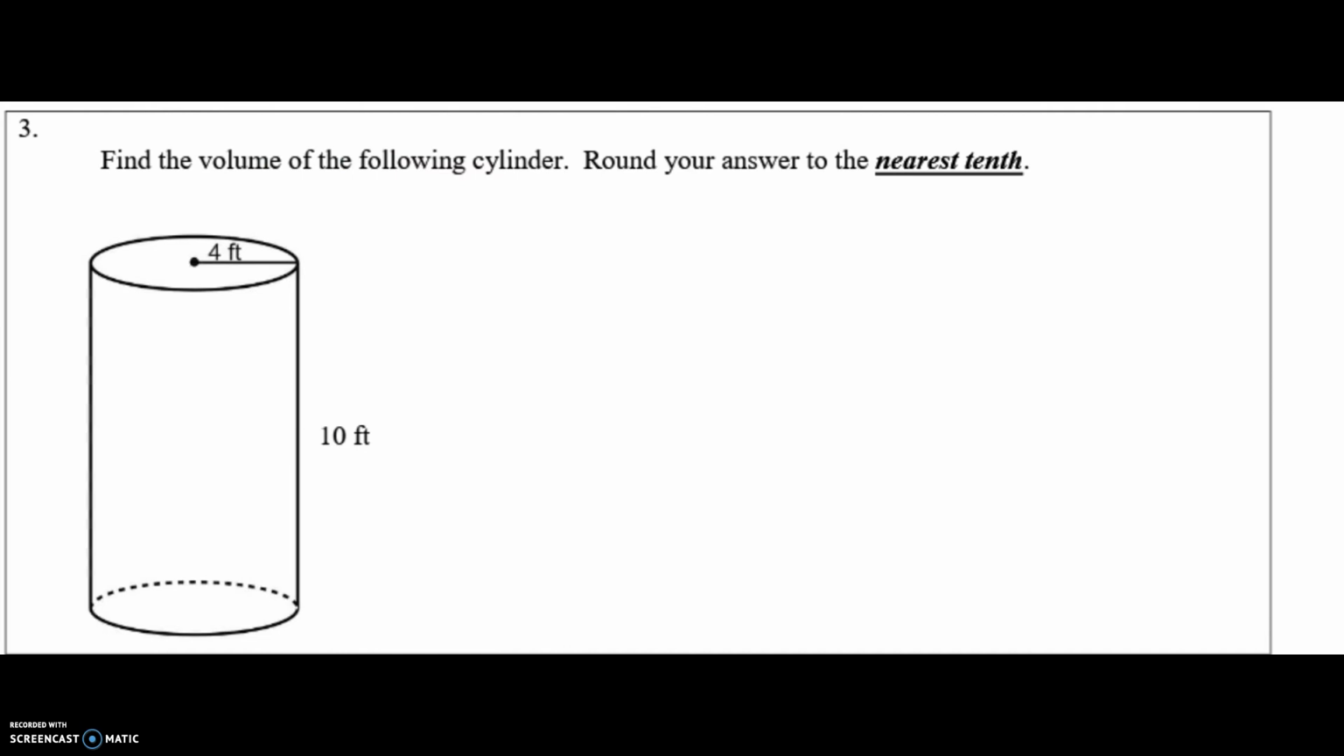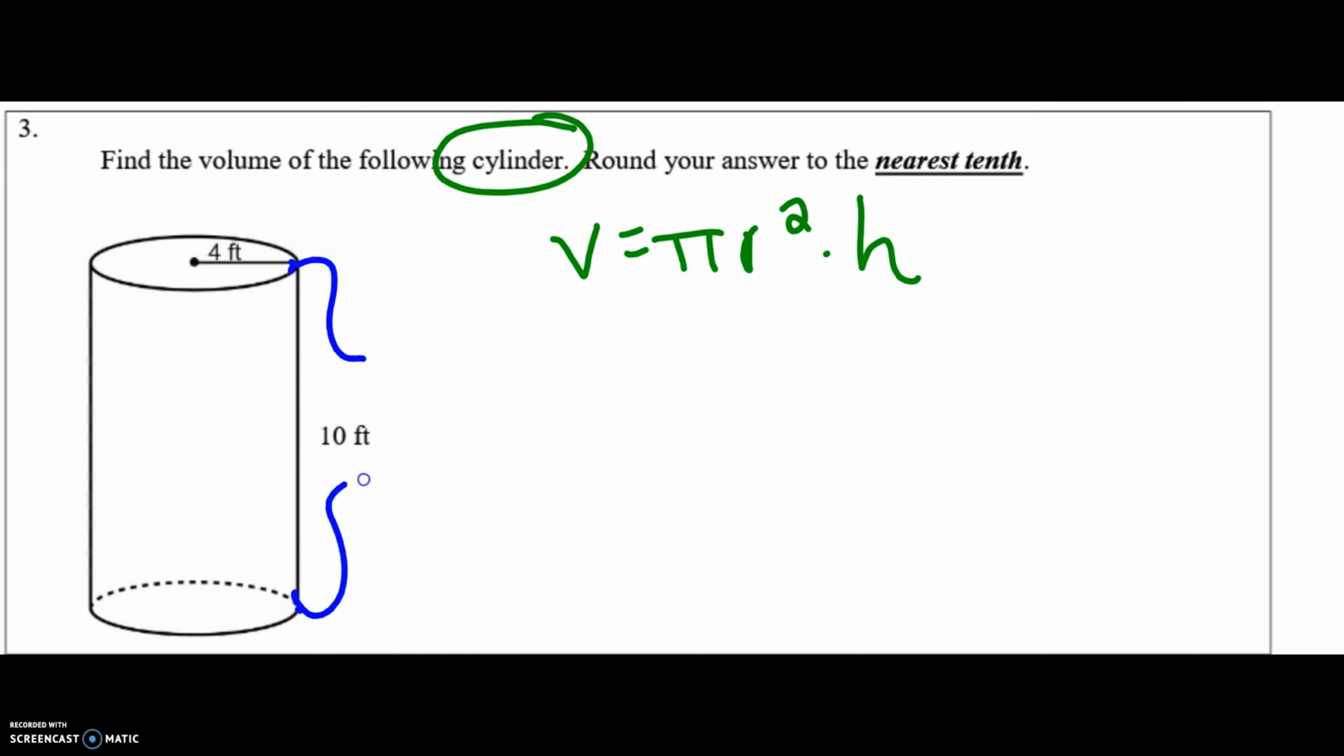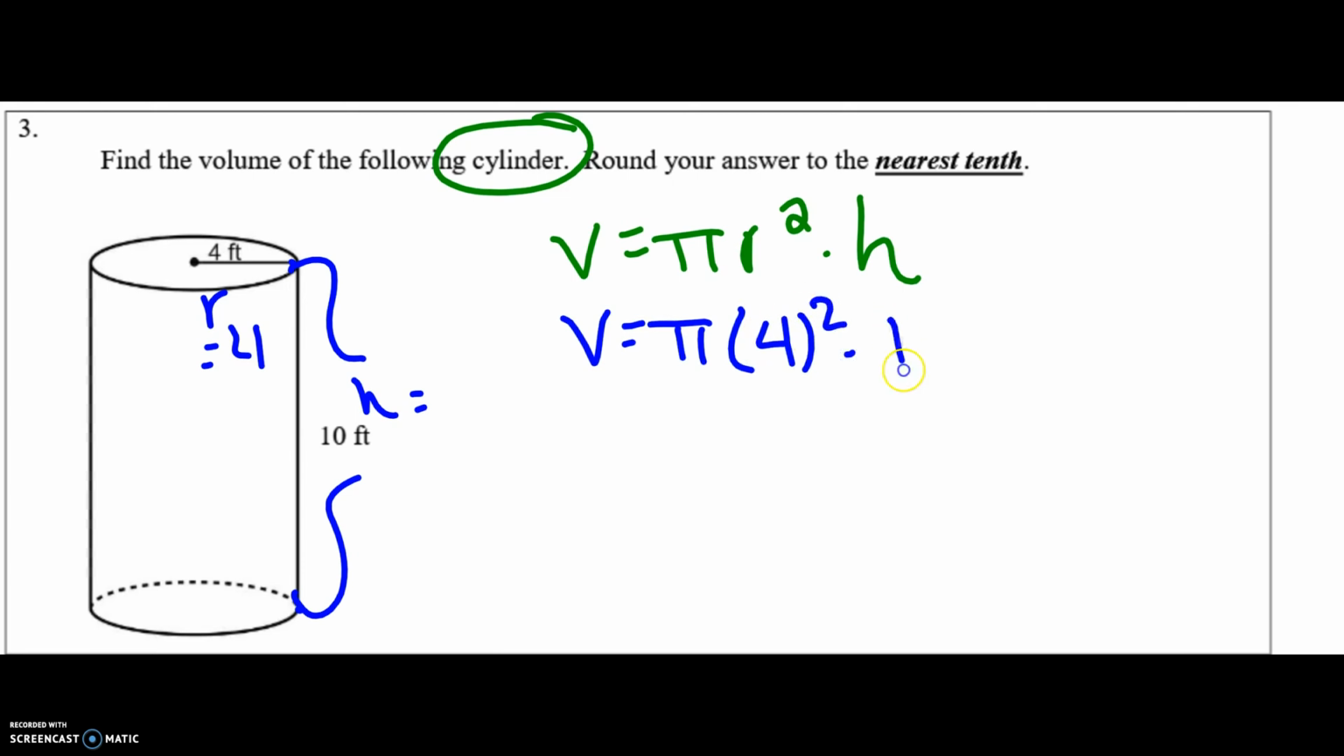Number 3. Find the volume of the cylinder. Round your answer to the nearest tenth. So I want to look at my reference sheet and find the word cylinder and then copy down the formula. Once I do so, I should see volume equals pi r squared times h. So now I'm going to look at my picture and locate my radius and my height. From one base to the next is my height. So my height is equal to 10 and my radius is from the center to the outside, which is 4. So here, I'm just substituting in those numbers. Pi 4 squared times 10.